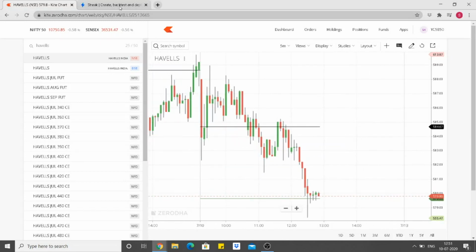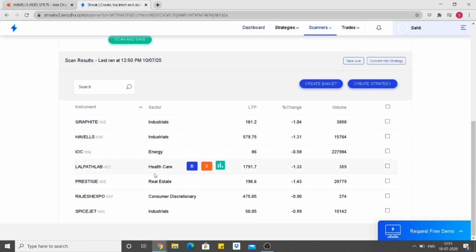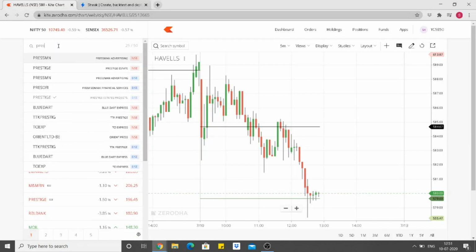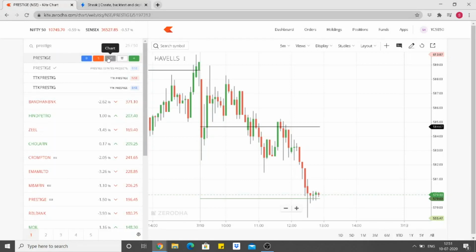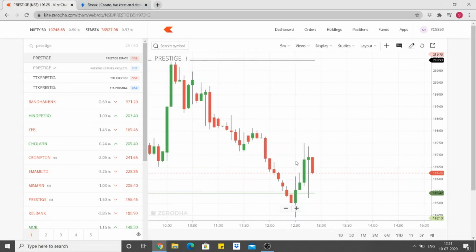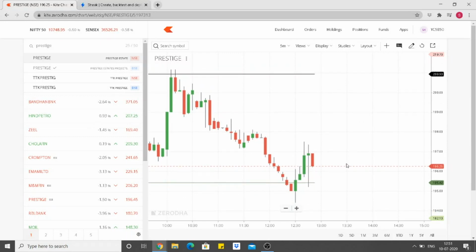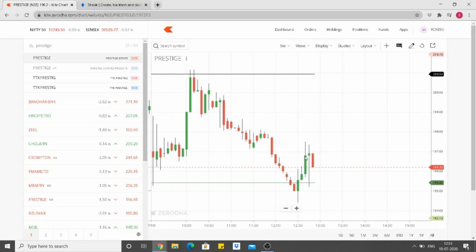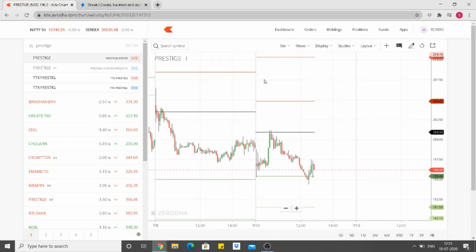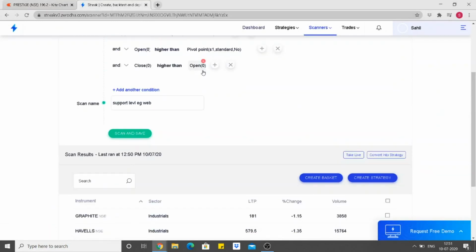Right? Let's look at another example here. Let's see Prestige. Once again, we see a large hammer formed over here, but nevertheless, it does very much satisfy the conditions that we had mentioned. And the low is below the S1 support level, right? So this is how the scanner can help us identify different opportunities that we can then take trades on, right?